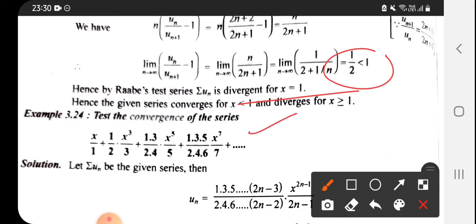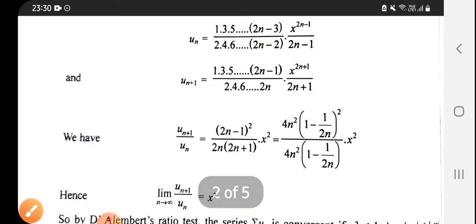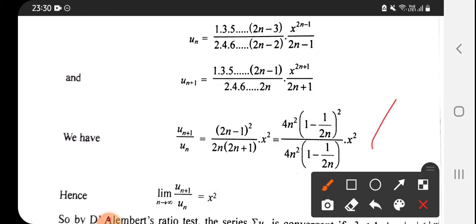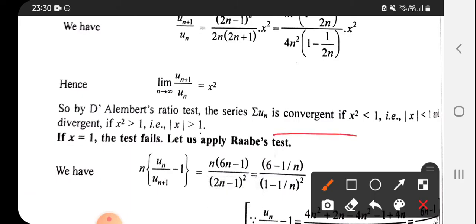Now for this series, this is the general term, and un plus 1 is this. Un plus 1 upon un is this, and this is x square. So by D'Alembert's ratio test, if x square is less than 1 then convergent, and if x square is greater than 1 then diverges. For x equal to 1 the test fails, and we apply Raabe's test.